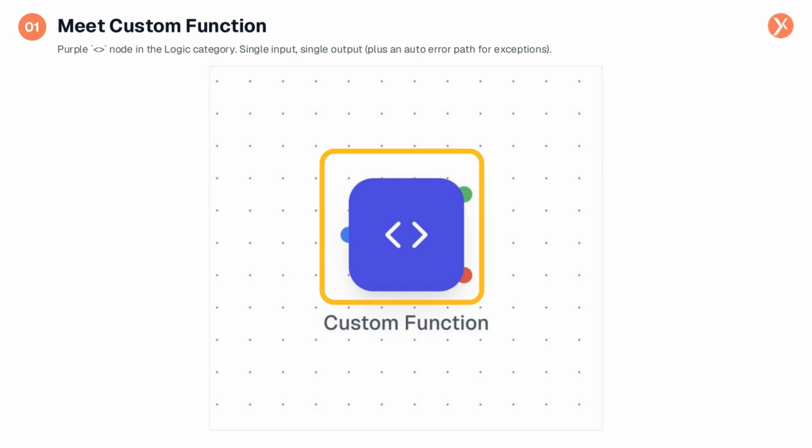The custom function node is easily identifiable by its purple color and quoted icon, located within the logic category of the node palette. It features a single input and a single output, along with an automatic error path for handling exceptions in your code. This node is ideal for integrating small scripts into your workflow, such as between an upstream data lookup and a downstream action, allowing your Python code to run seamlessly inline.